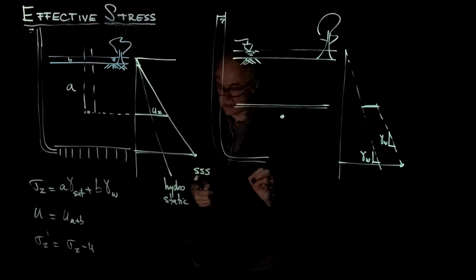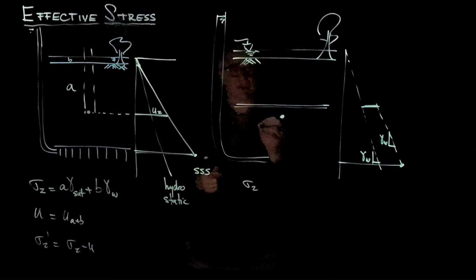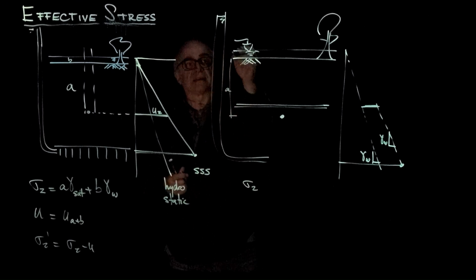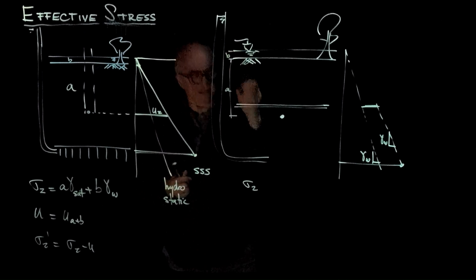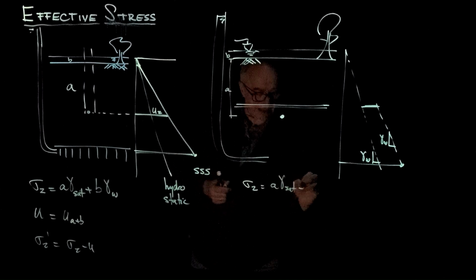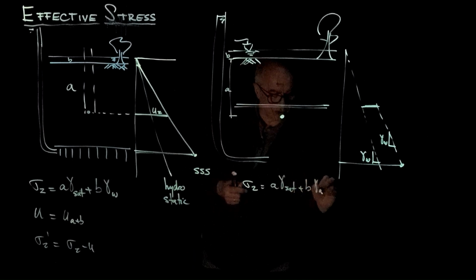So once again, the total stress will be the same as before. If this point is at the depth A, and the water level here is B, then the total stress at this point will be equal to A gamma saturated plus B gamma water.